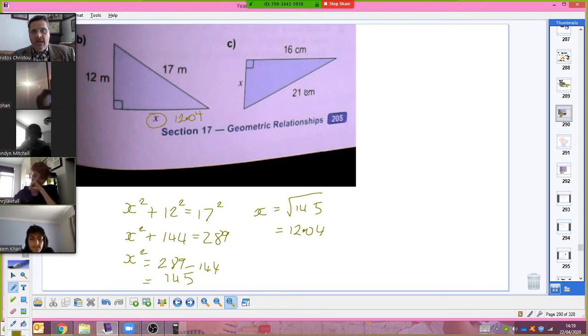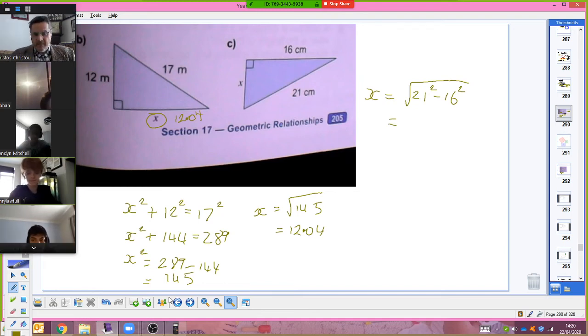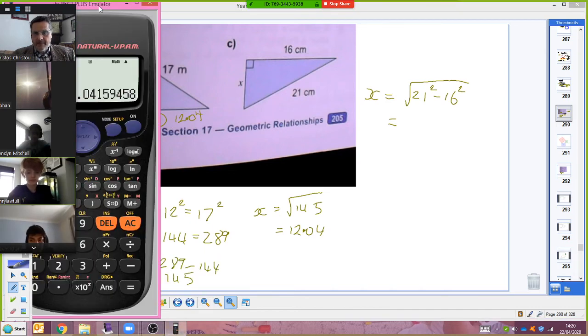So therefore, I want to show you how to do this in one step so that you can do it GCSE style. So I want to go straight to X. X is going to be 21 squared, the longest side, take away 16 squared, the short side, and when you square root the answer to that, you will get the answer in one go to the remaining short side. That's fine for GCSE. Now, let me try and demo that.